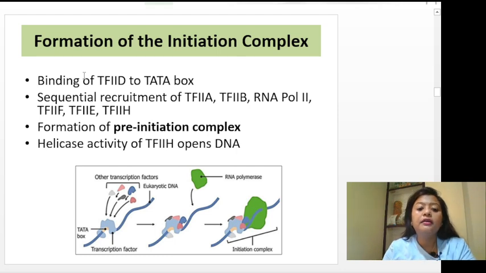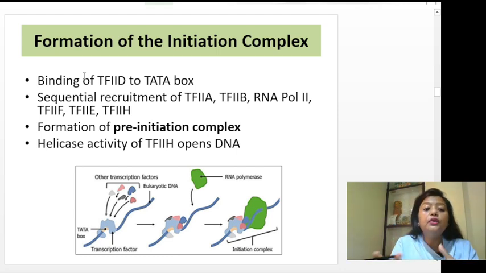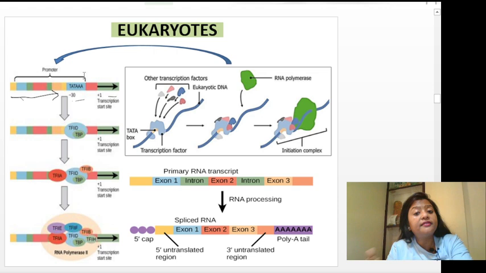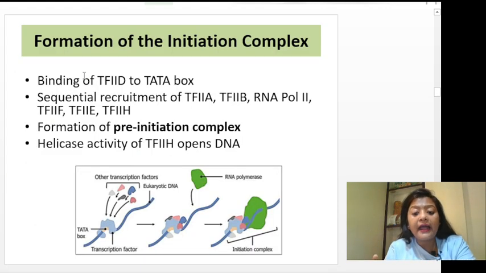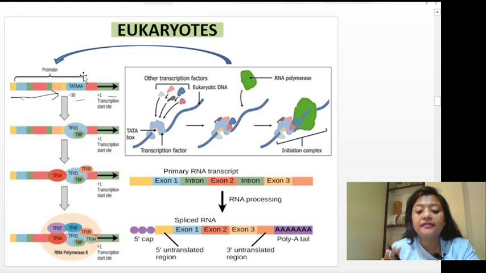So now coming back, this is what I told you. All the recruitment happens, all the transcription factors come and bind. It forms the pre-initiation complex. TF2H opens the DNA, and then the transcription starts.